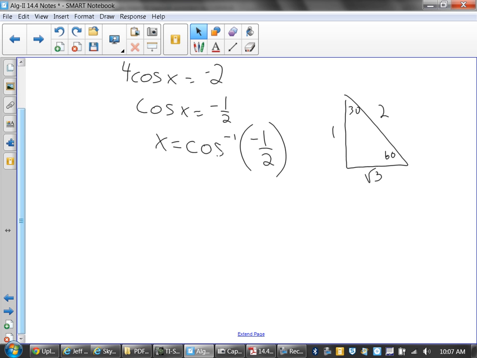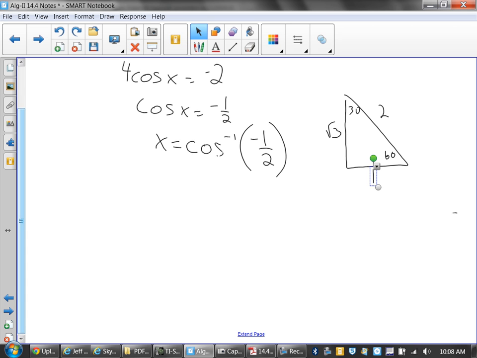So, wait a second here. If it's 60, wouldn't that be root 3 over 2? It's cosine. Didn't you write that? Oh, yeah. It's cosine. Yes. Sorry, didn't mean to scare you like that. I never make mistakes. All right. So yes, 60 degrees gives you the 1/2.